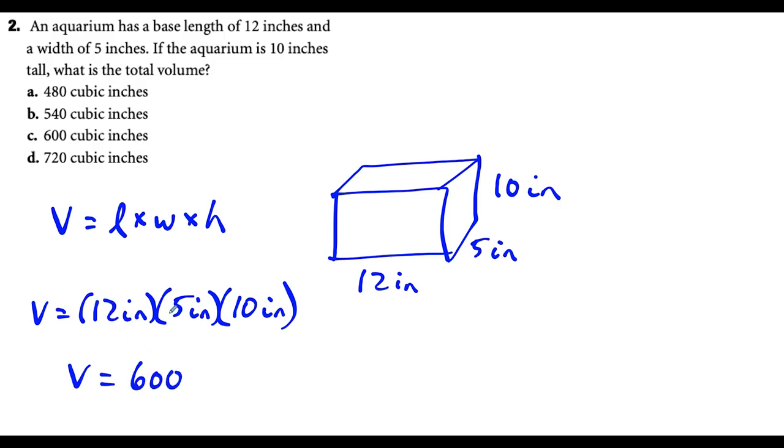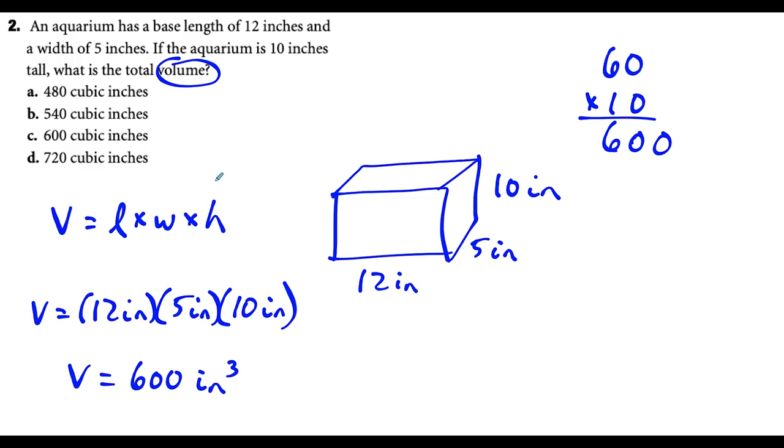When I get to this step, 12 times 5 is 60, multiplying by 10, anytime you multiply by 10, you just take the number and put a zero at the end. Or if there's a decimal, just move the decimal over. So that tells us this is going to be 600, and the units would be cubic inches because this is measuring volume. So then here, we just match it up, and this is going to be choice C.